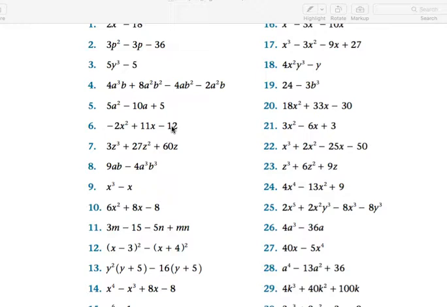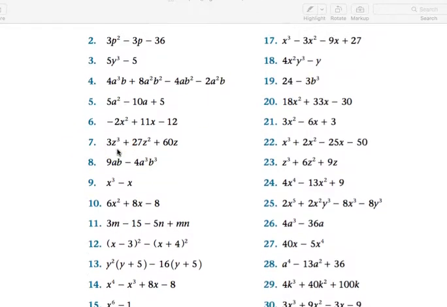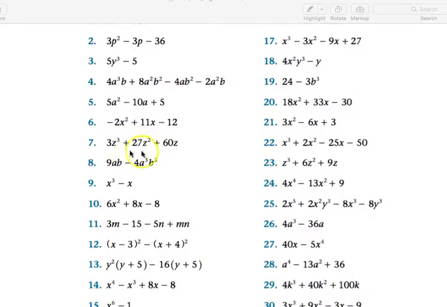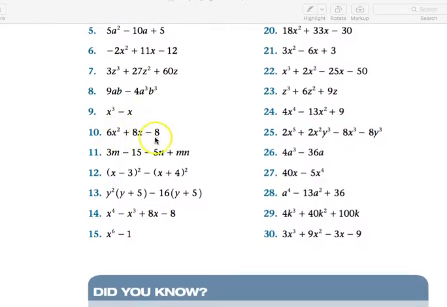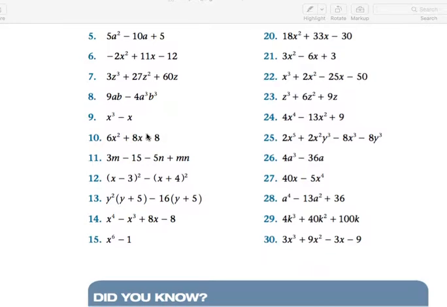And before we look at that, question 3, I'd take out the 3. What about, question 7, you'd take out a 3. You'd take out an AB with question 8 first. It's not a cubic one. It's a difference of 2 squares once you do that. Take out your 2 with question 10.